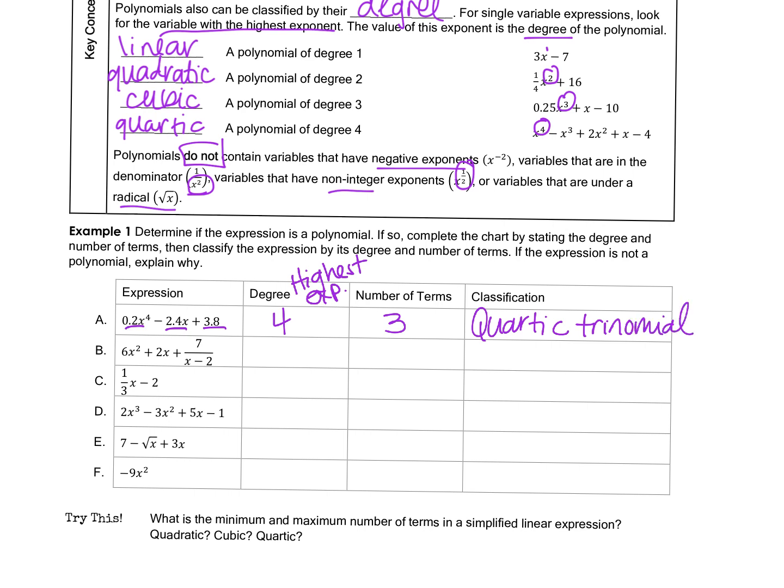Okay, the next one, I notice there's a fraction. There is a variable in the denominator. This is not a polynomial. The reason for that is there is a variable in the denominator.